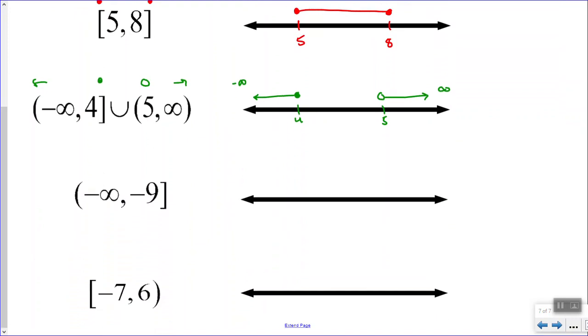Pause the video and see if you can do the last 2. Alright, if we look at our first one, this looks just like the first interval from our union up above. So we're going from negative infinity to negative 9, and we have a closed circle because of the bracket. For this one, we're going from negative 7 to 6. Negative 7 gets a closed circle because of the bracket, and 6 gets a parenthesis, or an open circle, because of the parenthesis.